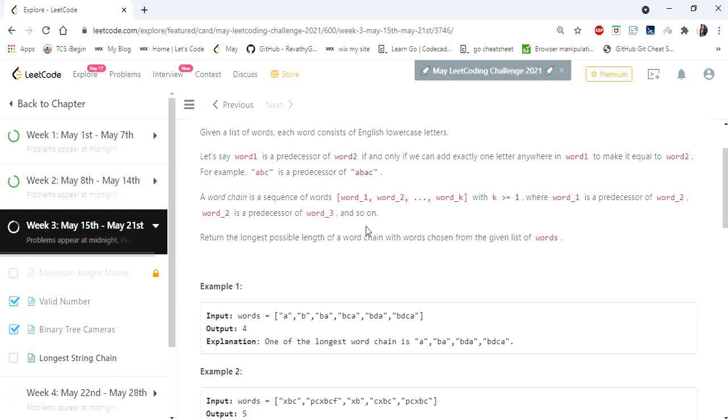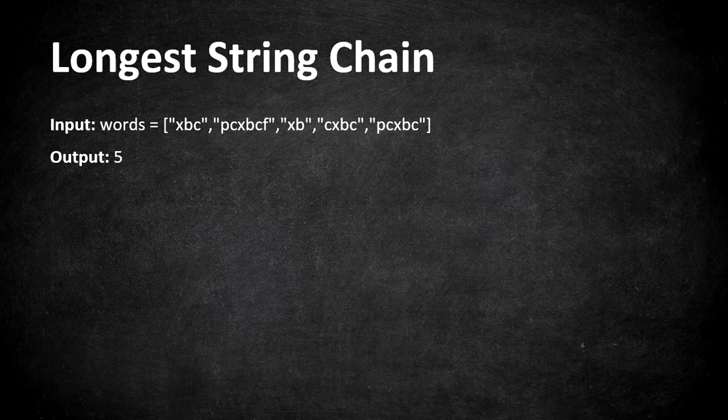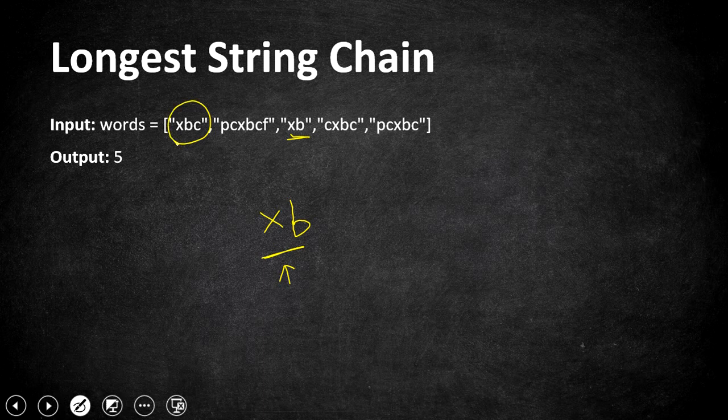So let's understand this problem with an example. So here is our given example. So let's start with the smallest word in the given list because as the words are going to be the predecessors, we are going to increase them in length by 1. So the first word is going to be XB and we can say another word in the list is going to be its predecessor if we can add any character in this given word to make it the next word. So for example, the next word is going to be XBC which is of length 3, and if we add a C at the last of this word, that is going to become a predecessor.